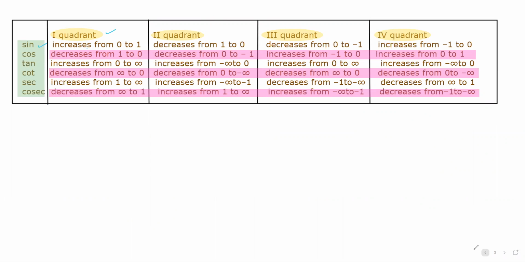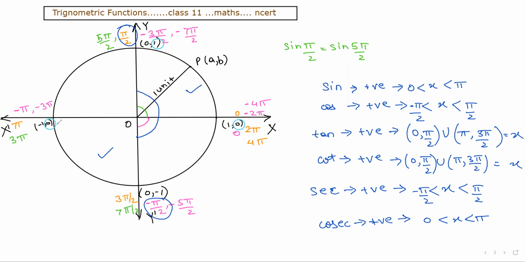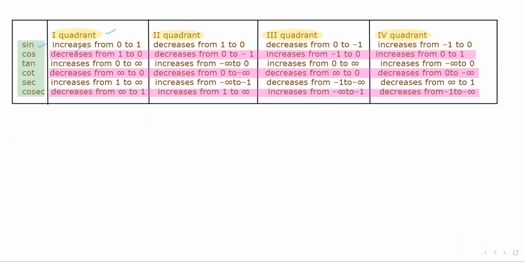What happened further? Further, your sine value decreased to 0. Then your sine value decreased from 0 to minus 1. Then it increased to 0. So first it increases from 0 to 1. Then it decreases from 1 to 0. Then it decreases from 0 to minus 1. Sorry, it decreases because minus 1 is smaller. I said increases by mistake. Then it increases from minus 1 to 0.